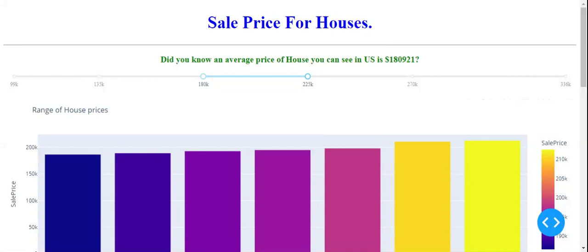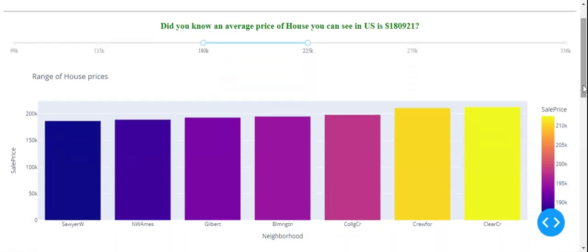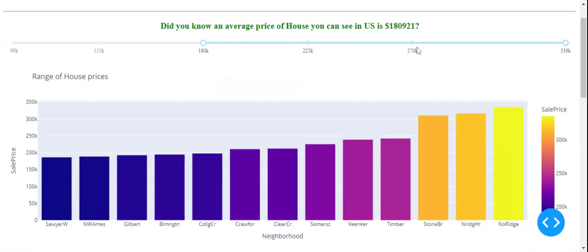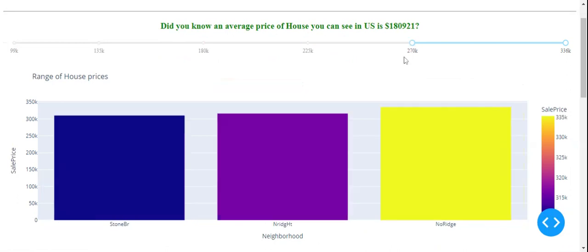Now for the range of $180,000 to $225,000, we can see the houses that can be found in this range. These are the neighborhoods where these house prices can be found. Let's take for instance, you are looking for a house price between the range of 336,000 US dollars and 270,000 US dollars. We see that the neighborhoods where this amount of houses can be found are these on this screen.